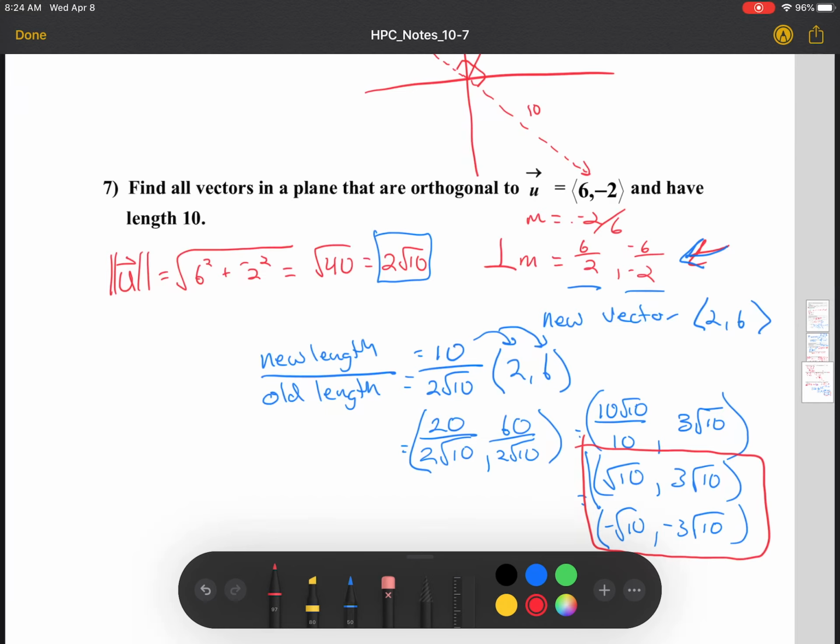Okay, so what we did there, we found our new vector by doing the opposite reciprocal. All right, we found its other point by just throwing negatives on it, giving it the 180. And then we took our old and new lengths, multiplied them by our new vector to get our two new points.